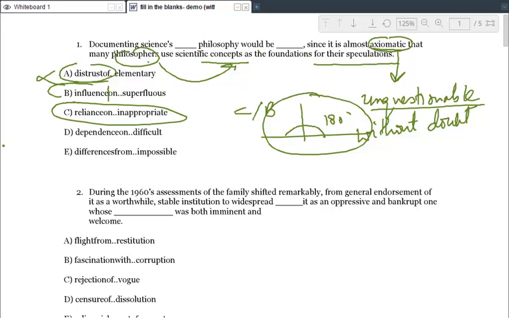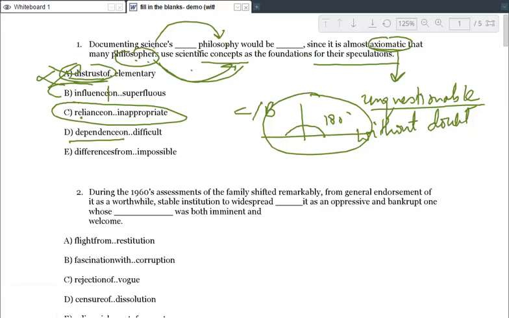See, people always follow the elimination process, right? Always follow the elimination process. So documenting science's distrust of philosophy. Science is not distrusting philosophy. In fact, philosophy is using scientific concepts, right? So science is basically contributing to philosophy because philosophers are using scientific concepts. So distrust of is not the right option.